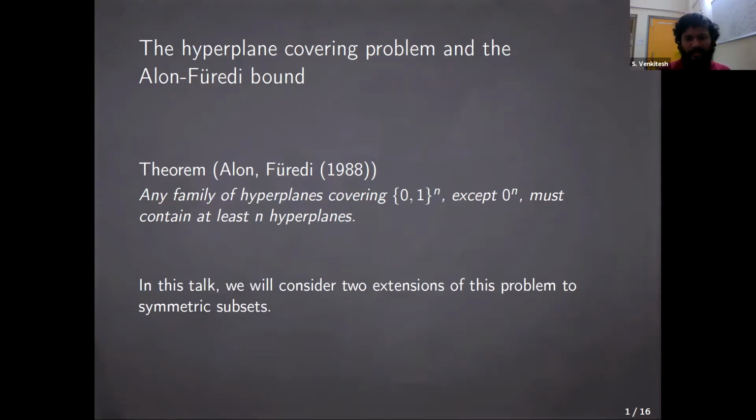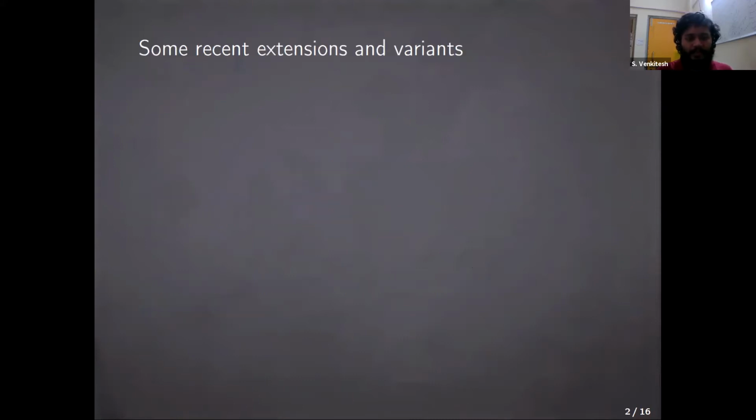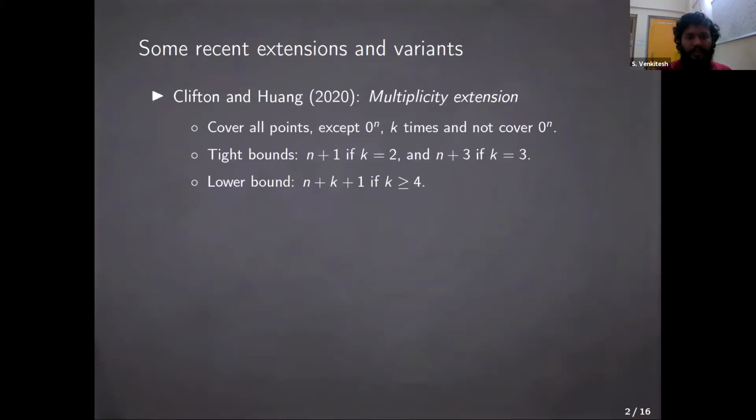There have been numerous extensions and variants considered over time, including two very interesting results last year. In this talk, I'll present my attempt at a different extension. So let me just mention the few recent results. So Clifton and Huang gave us a multiplicity version of this problem. So the question here is: cover all points of the hypercube except the origin k times.